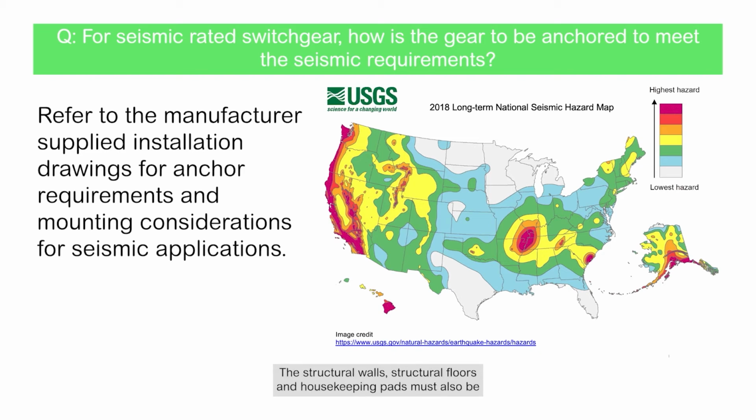The structural walls, structural floors, and housekeeping pads must also be seismically designed and approved by the project or building structural engineer of record to withstand the seismic anchor loads as defined on the installation drawings. The installing contractor is responsible for ensuring the proper installation of all anchors and mounting hardware.